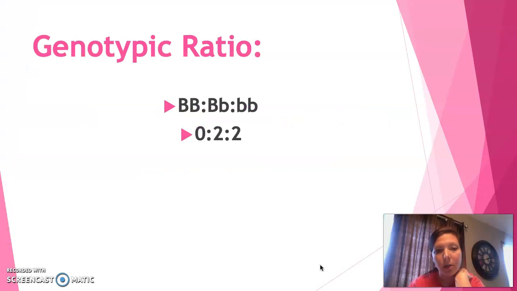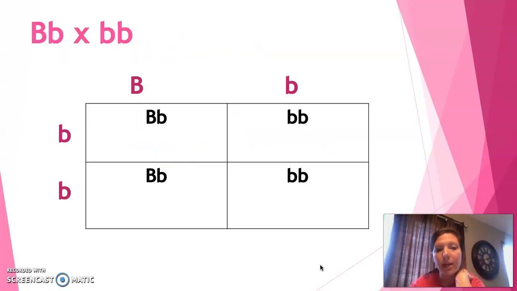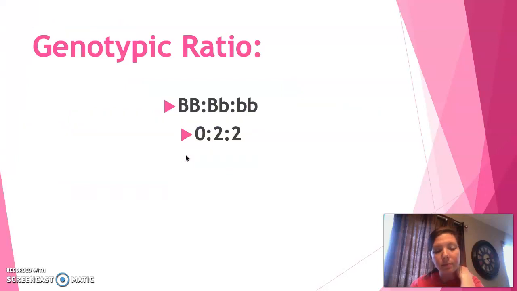So genotypic ratio. So going back here, you have no homozygous dominant. None of them are going to be big B. So you're going to have 2 that are big B, little b, and 2 that are little b. So let's go back. So it's 0, 2 to 2.